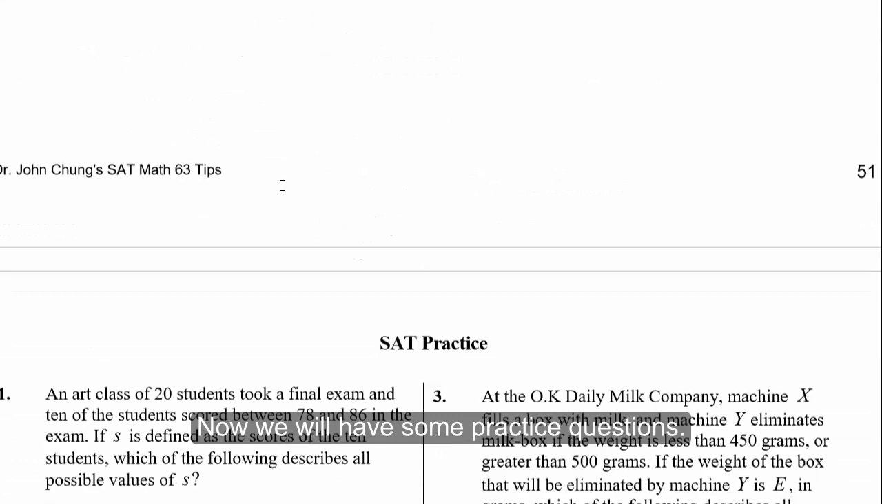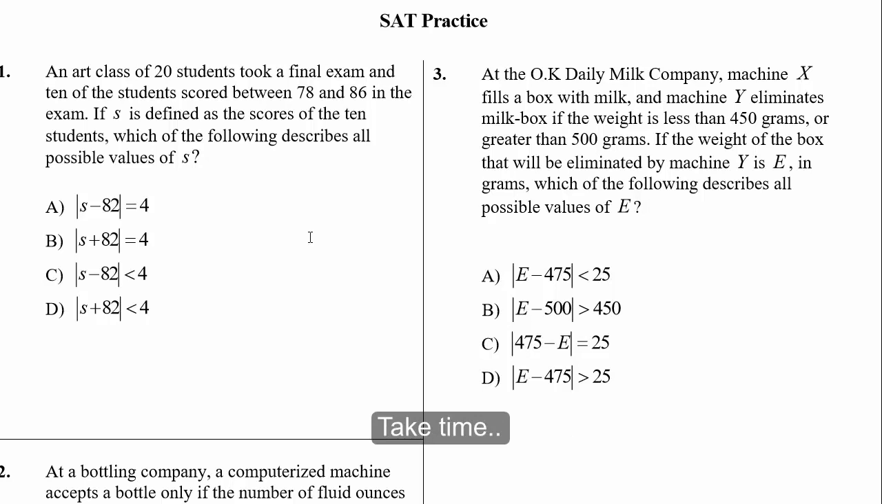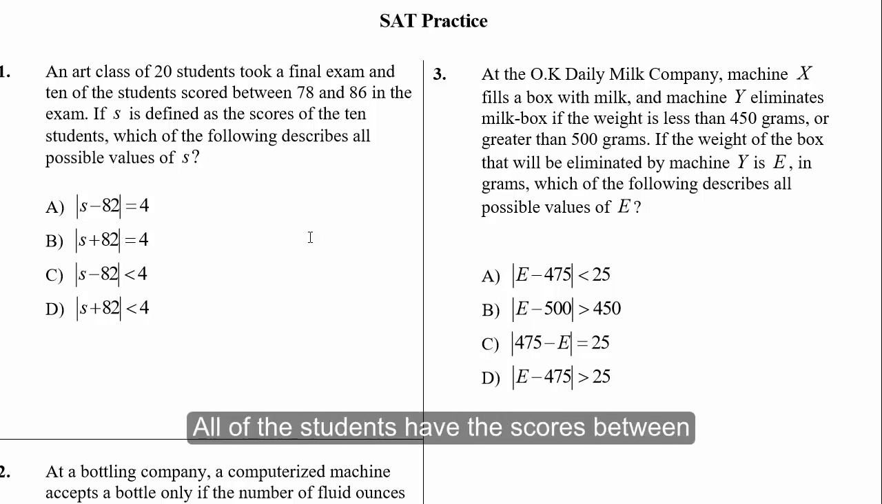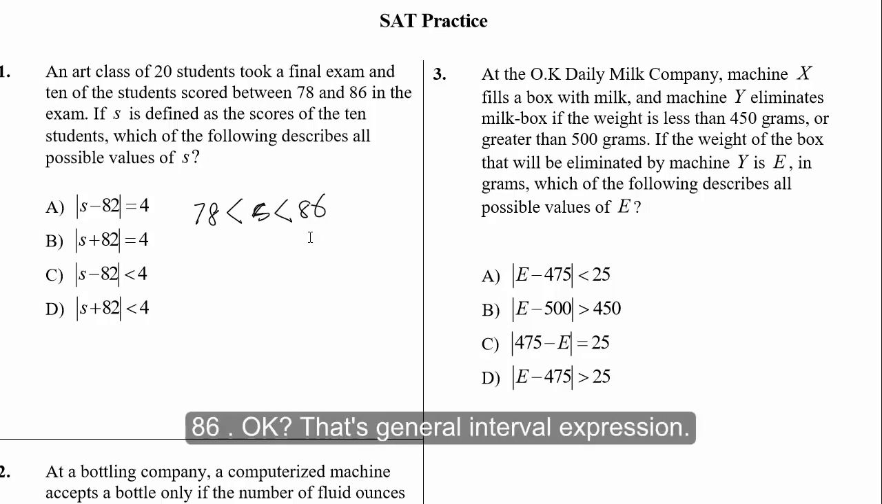Okay, now we'll have some practice SAT questions. Number 1. Okay, so you can read question number 1 and figure out. Take time. S is the scores of final exams. All of the students have scores between 78 and 86. Okay, that's the general interval expression.